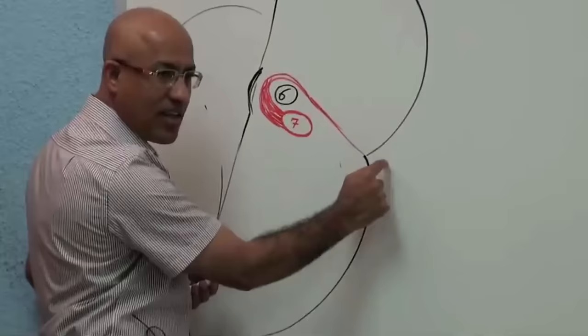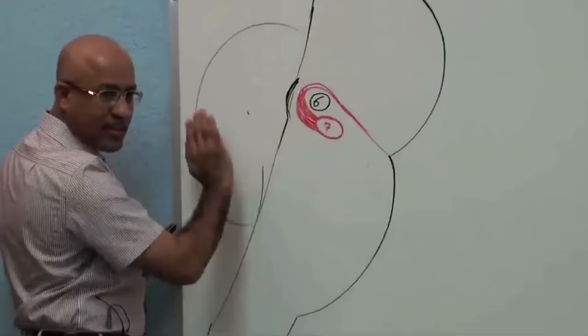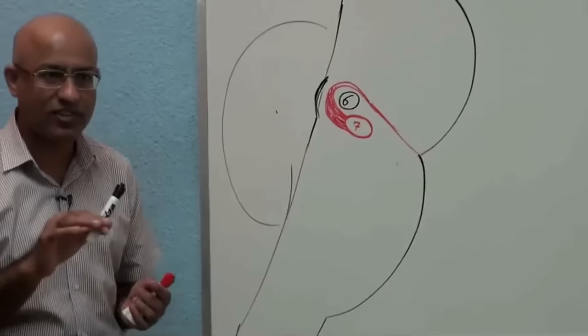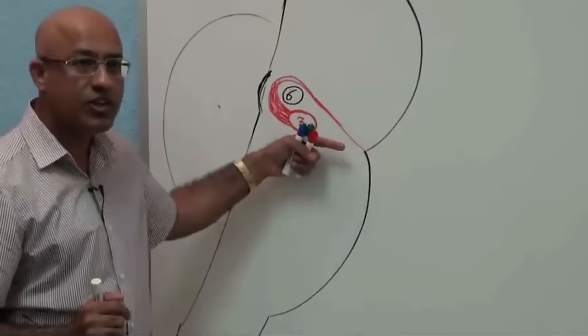But on the side, there is cerebellum. Because cerebellum is on this side, we also call it pontocerebellar junction. You are understanding? So that is the point, pontocerebellar junction, where facial nerve is exiting outward.